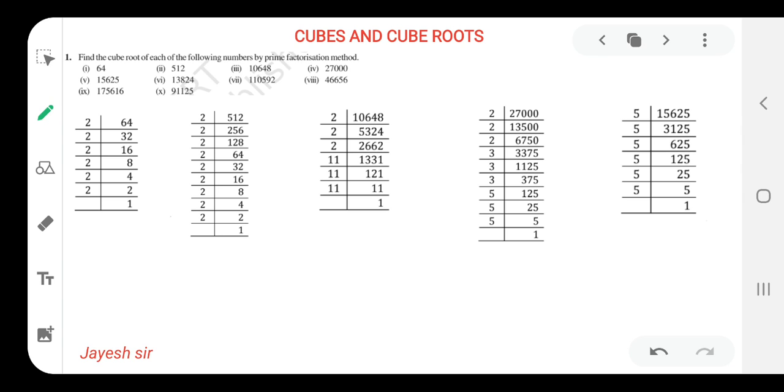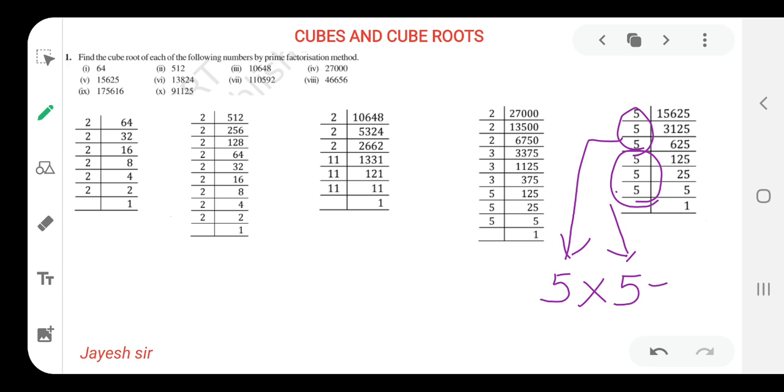Let us begin with the fifth sum. We will make pairs of 3. A pair of 3, that means these 3. So what we are getting is one 5 we can take. Again the pair of 3 has the number 5. We will take 5 again. We will put a multiplication sign in between.